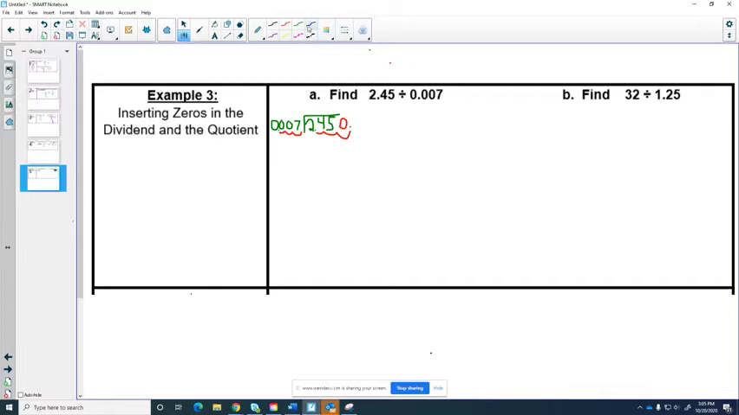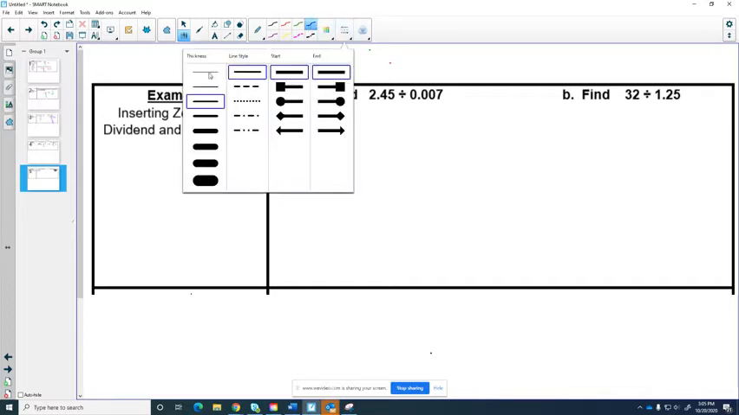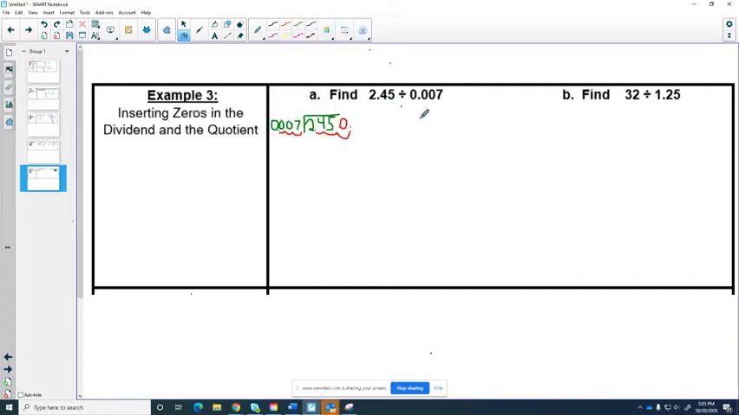Now, to make this a little bit easier, we're going to rewrite the problem. And so we have 2,450 divided by 7. Now, we can't forget that the decimal is still back here. So we are going to place that decimal. We're going to move that decimal from the dividend up above to where the quotient will be. And then we are ready to divide. So let's divide.